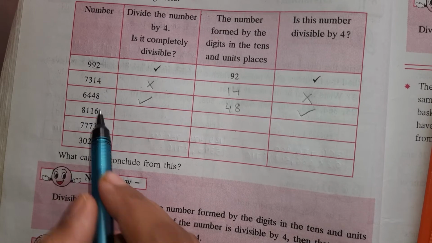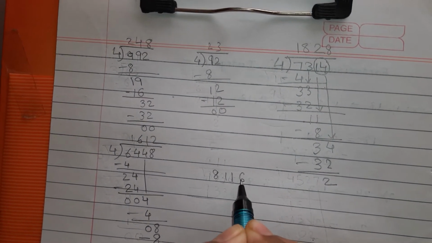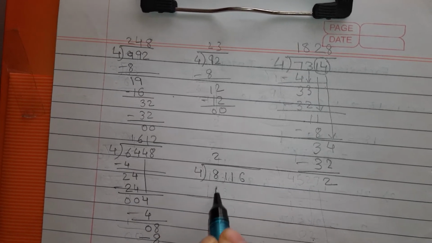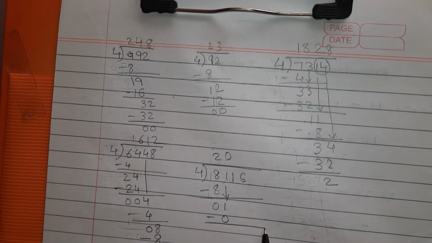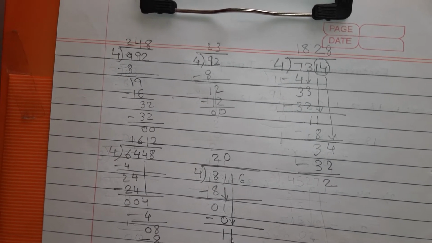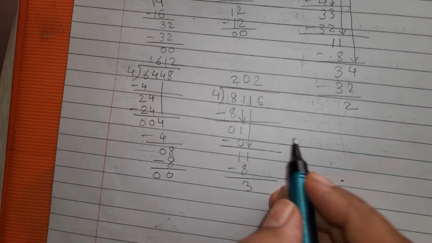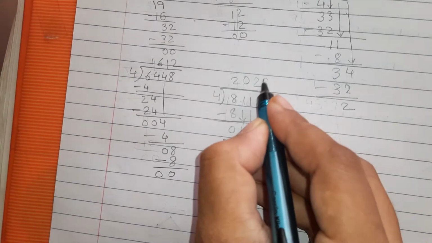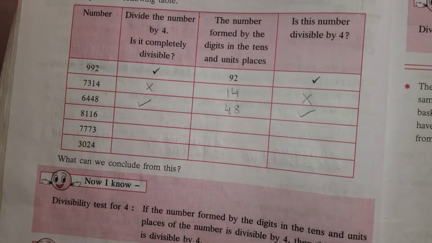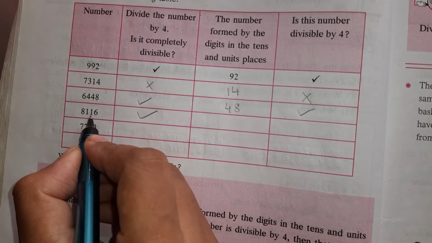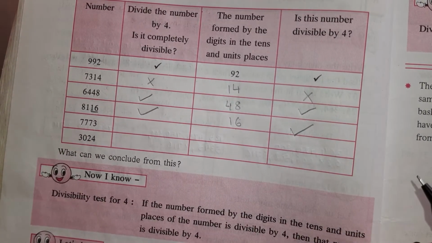Next, 8116. 8116. Divide by 4. 4 2s are 8. Then this 1. 4 zeros are 0. Again this one now. 4 2s are 8. 3. This 6. 4 9s are 36. So this number is divisible by 4. Now check the last two digits. It is 16. 16 is also divisible by 4.